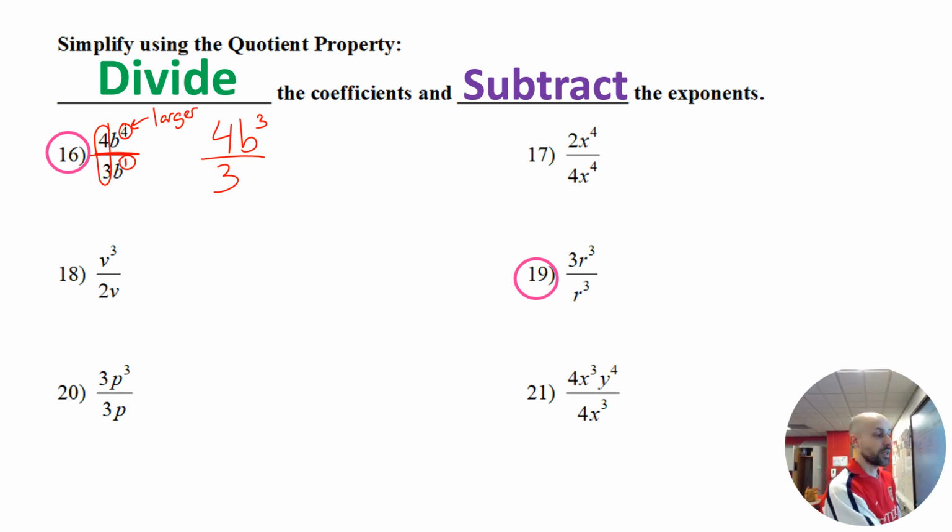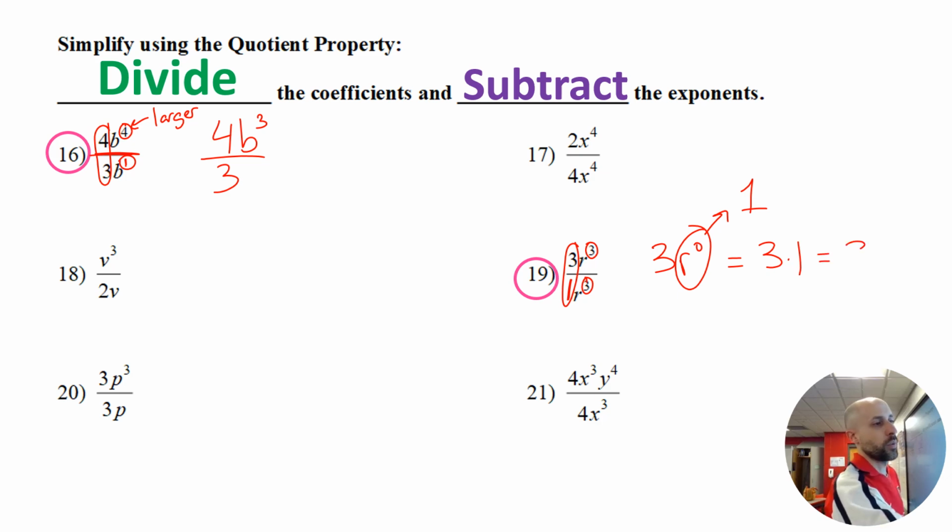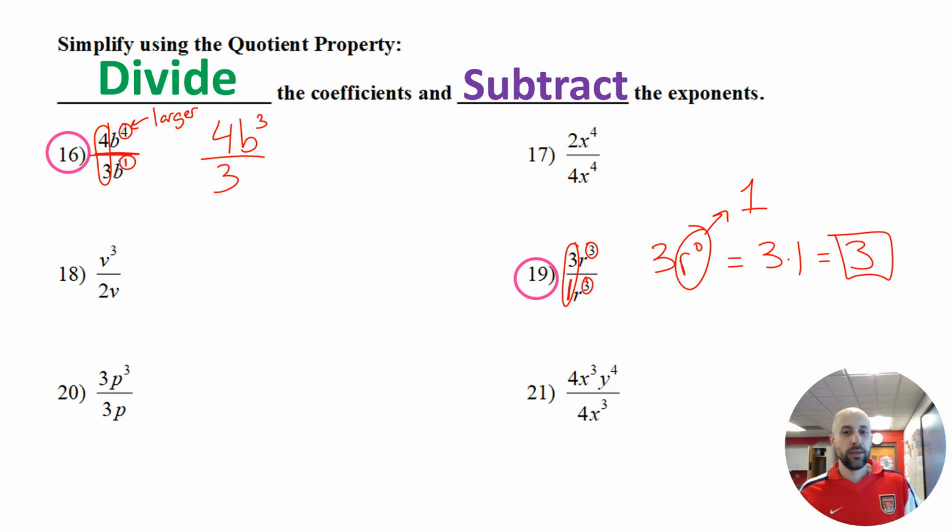Number 19, again, we divide the coefficients as normal. So there's a hidden 1 coefficient in the denominator. 3 divided by 1 is 3. And then we subtract the exponents. And that would give me an r to the power of 0. Okay? Well, r to the power of 0 is actually just equal to 1. Just 1. Not an exponent, just the number 1. So this is actually saying 3 times 1, which is just 3. No variable term left.